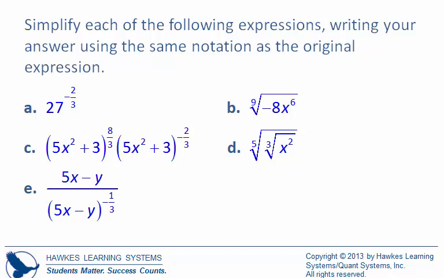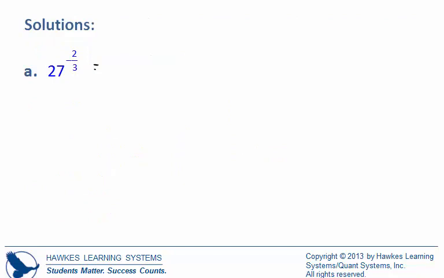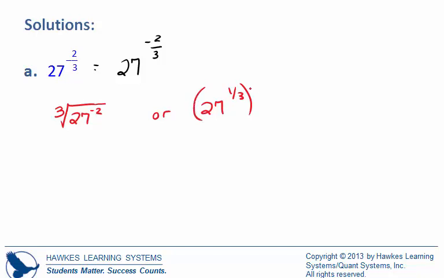The first example is 27 to the negative 2/3 power, and it's kind of difficult to see the negative, so I'm just going to rewrite that problem. 27 to the negative 2/3 power. Now, we have a couple of options in terms of writing this as a radical. We can write it according to our rule as the 3rd root of 27 to the negative 2. So we have that option. Or we could write it as 27 to the 1/3 times negative 2. That would also be an equivalent expression because we know that 1/3 times negative 2 is equal to negative 2/3 as well.